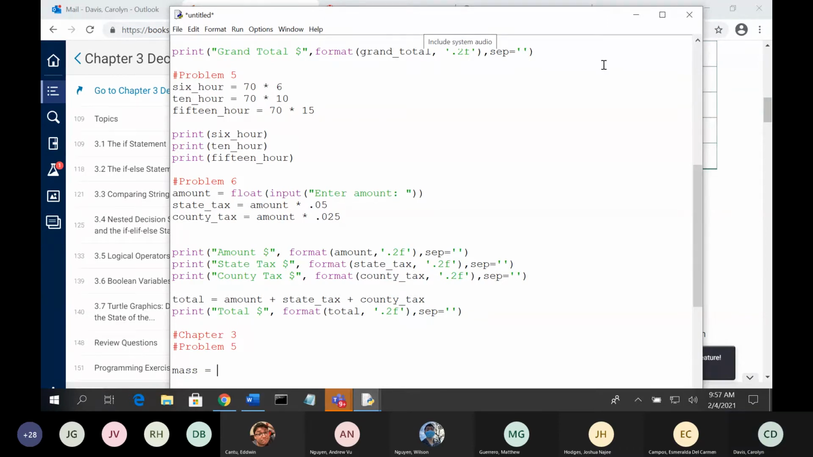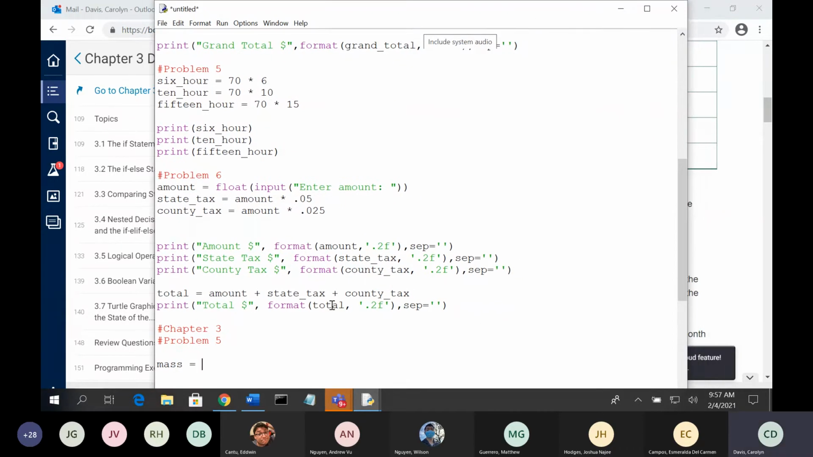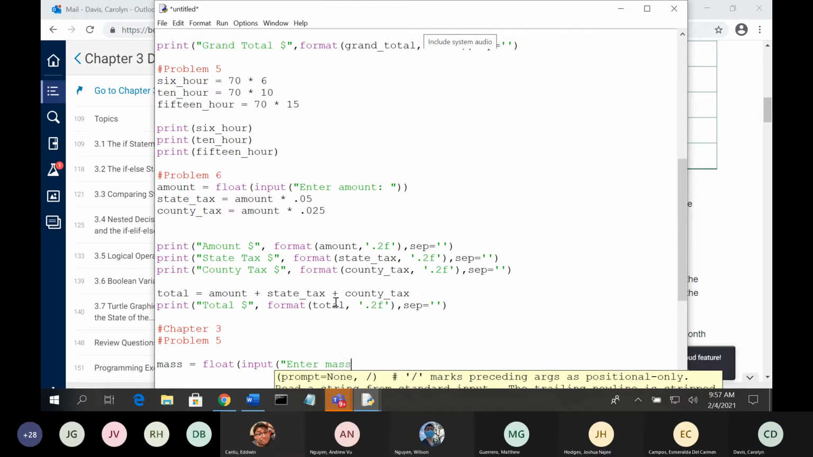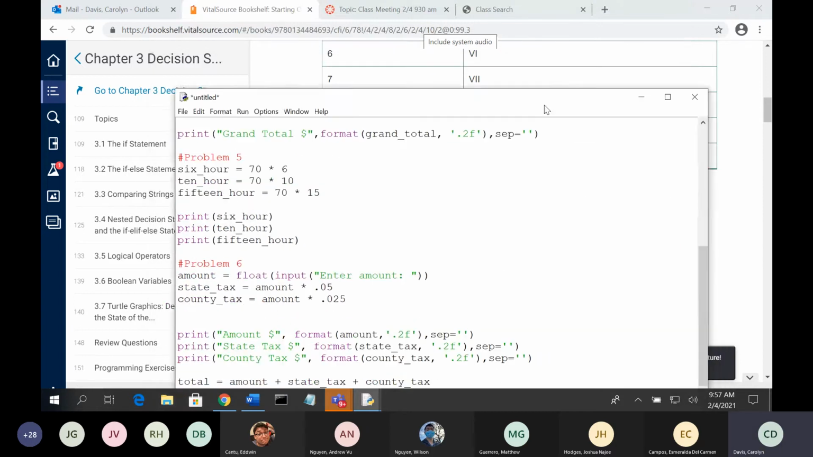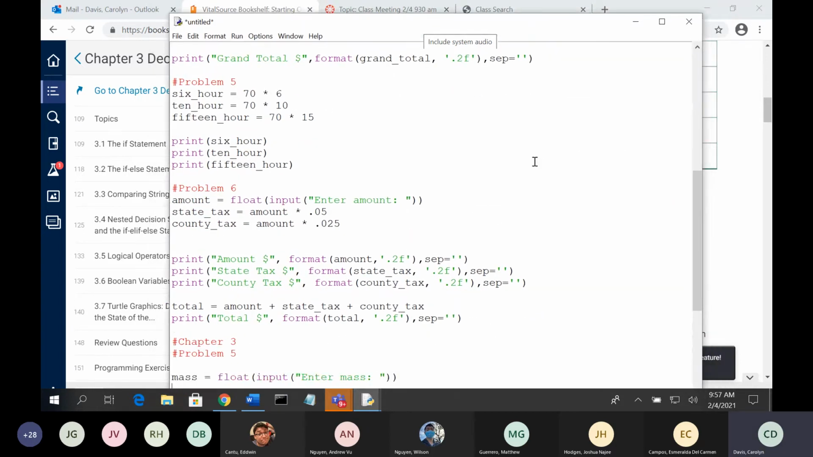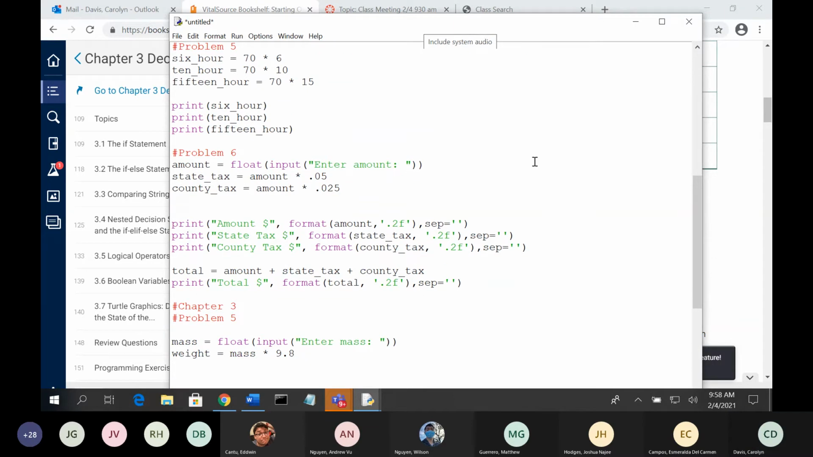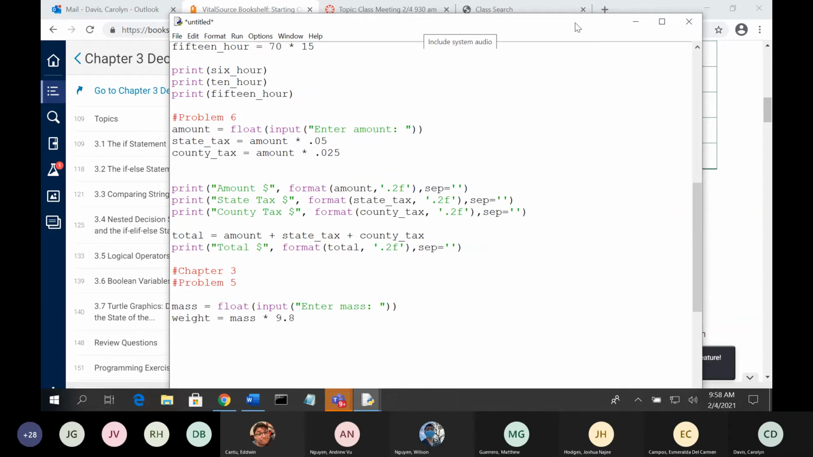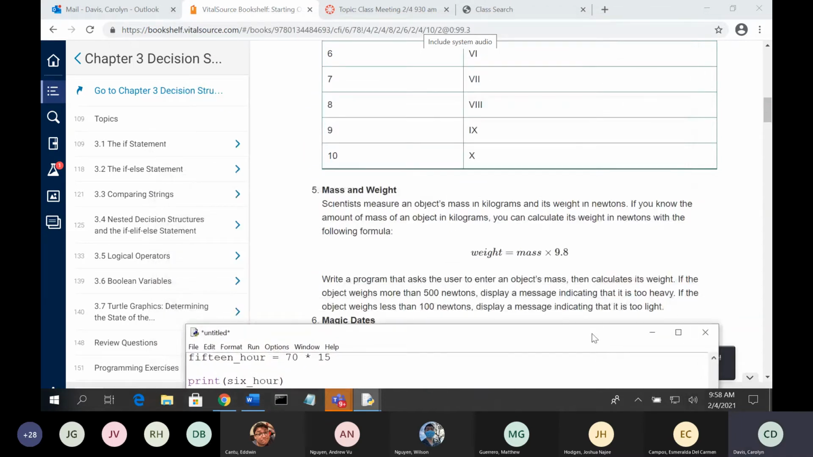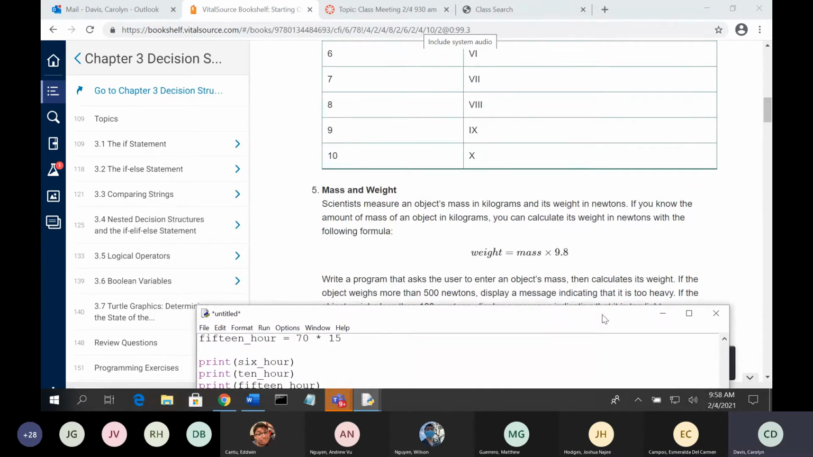And I will assume these are float. Remember, if I don't tell you, then you can assume whichever one. And our formula is weight equals mass times 9.8. Now, what did they ask us? If the object weighs more than 500 newtons, display a message it's too heavy.